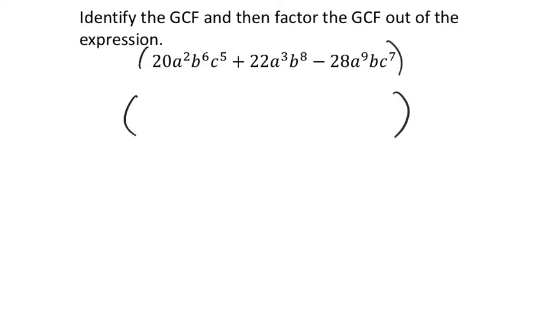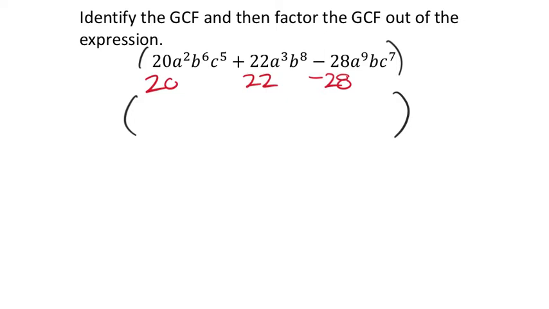So first, let's just focus on the numbers. I've got 20, 22, and negative 28. I will say this, usually if this first term is a negative, we'll factor out a negative no matter what. All that does is change the other signs. This one's not, so we don't have to worry about it. Now I look at these three numbers. I got 20, 22, and 28.